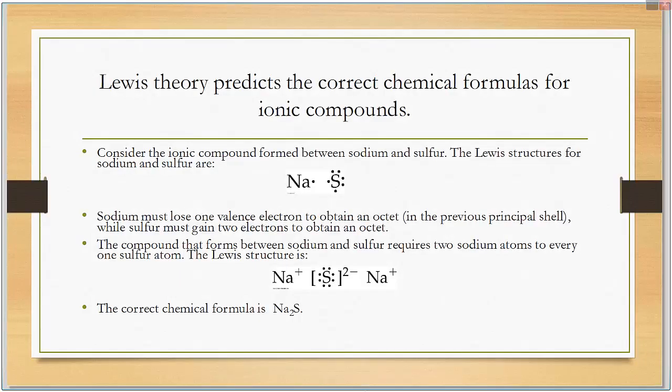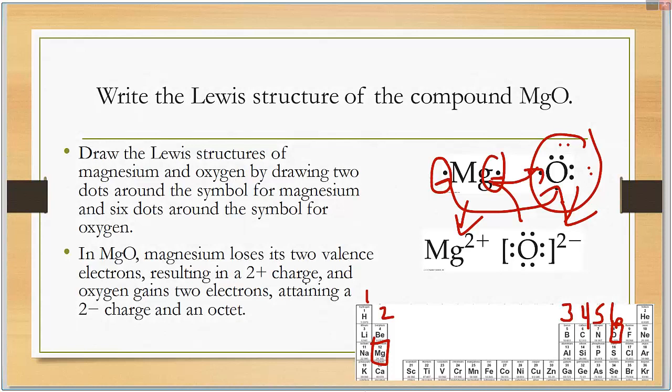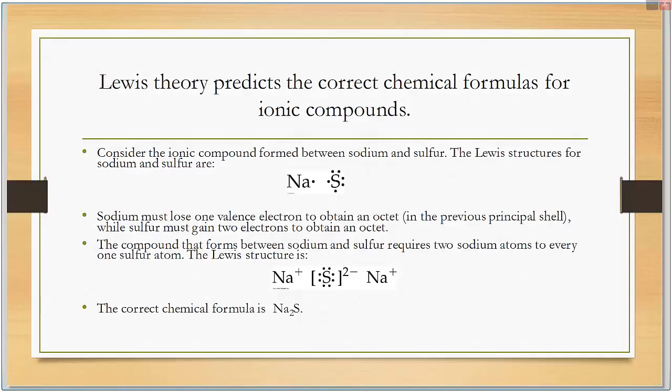Consider the ionic compound formed between sodium and sulfur. The Lewis structures of sodium and sulfur are, if we look at the periodic table again, here's sodium, it's in the 1st row, and here's sulfur, it's again in the 6th row. So therefore sodium is going to have 1 dot, while sulfur has 6. Two of them are unpaired electrons, while 4 of them are paired up. Sodium must lose 1 valence electron to obtain an octet in the previous principal shell, while sulfur must gain 2 electrons to obtain an octet.